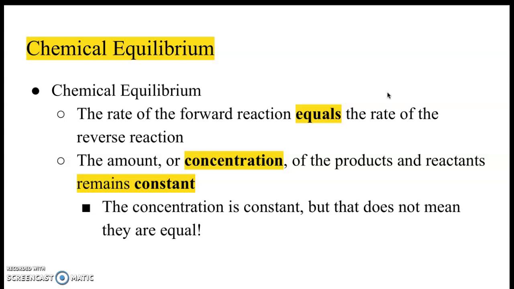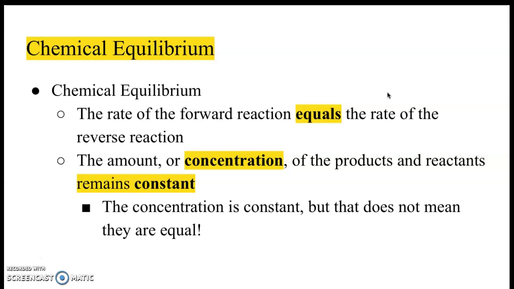The second condition is the amount or concentration of our products and reactants remains constant. So we have equal rates and constant concentration. Those are the 2 things that you need to commit to memory for equilibrium. When I say constant concentration, this does not mean they are equal. Constant does not mean equal.